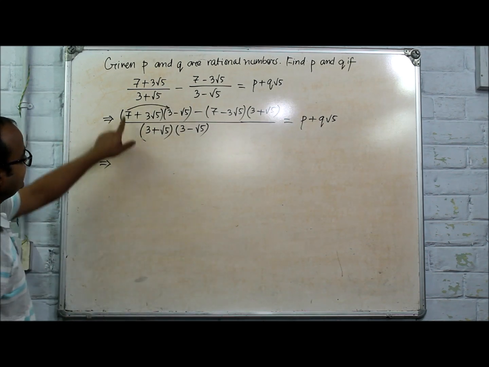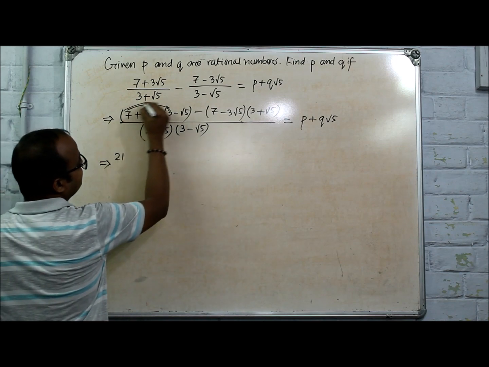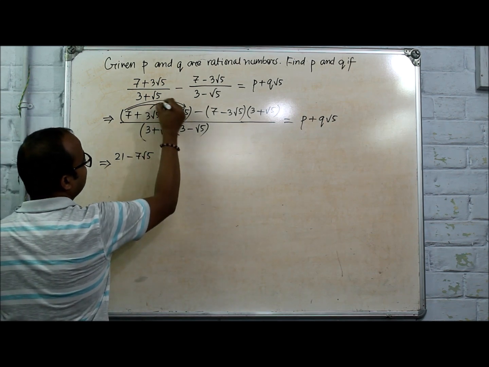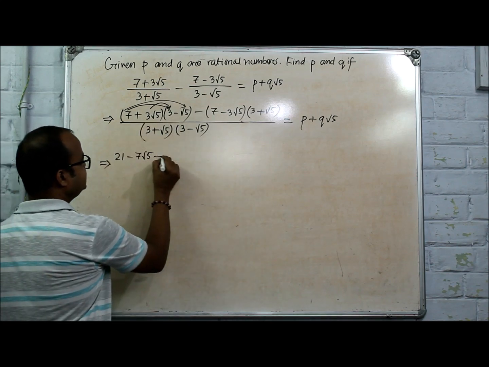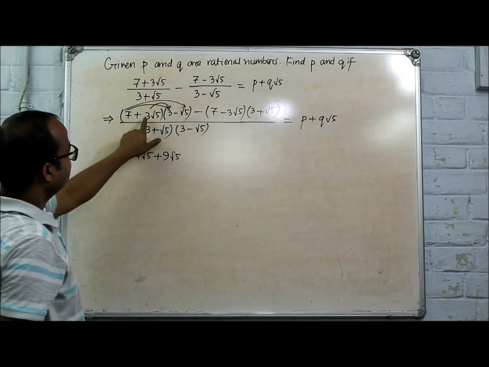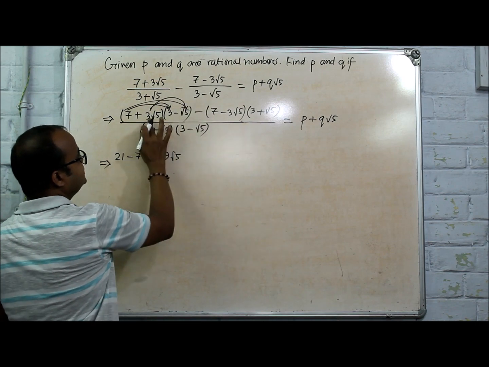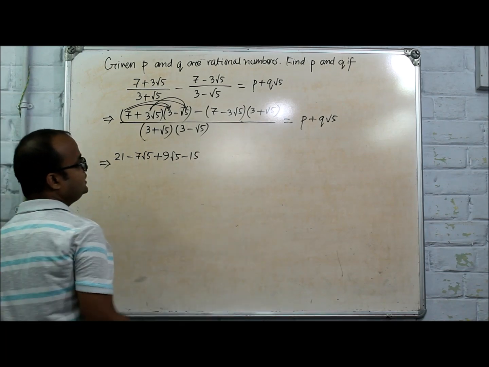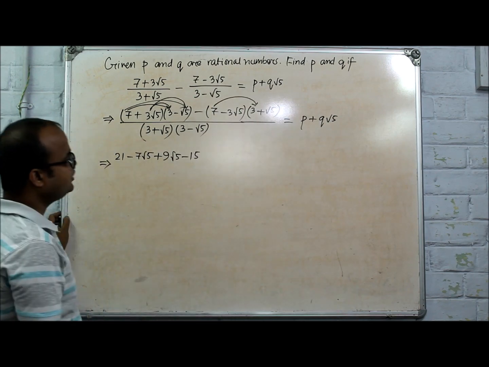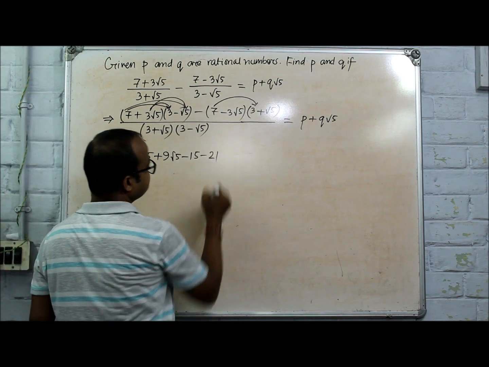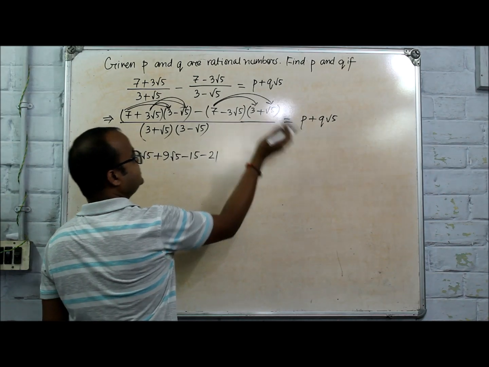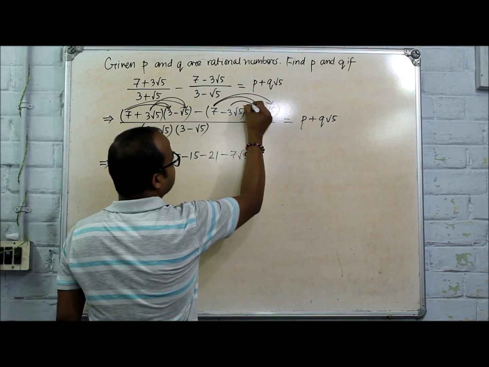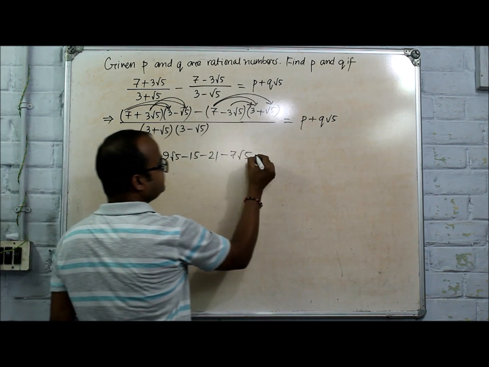Now we simplify the numerator first. 7 into 3, 21. 7 into minus root 5, that is minus 7 root 5. If you multiply these two, 3 3s are 9 plus 9 root 5, and if you multiply these two, 3 root 5 into root 5, root 5 into root 5 is 5, 3 5s are 15. Same way multiply these two, 7 3s are 21, outside sign is negative, so minus 21 plus 7 root 5, outside sign is negative, so minus 7 root 5, minus 9 root 5, outside sign is negative, so plus 9 root 5.